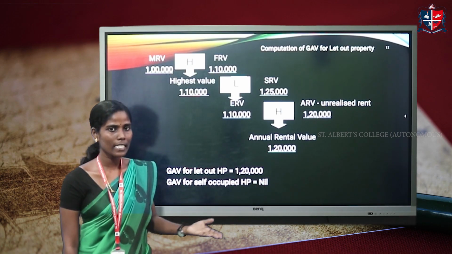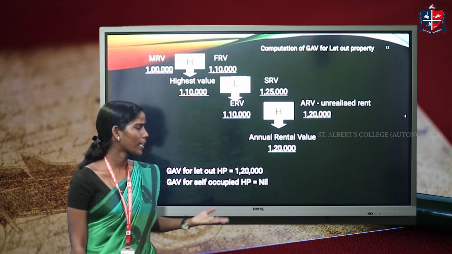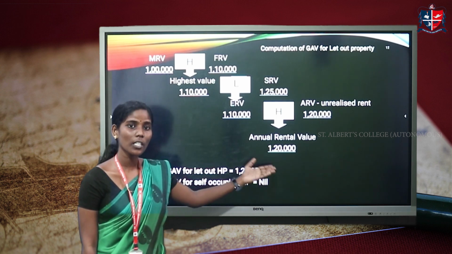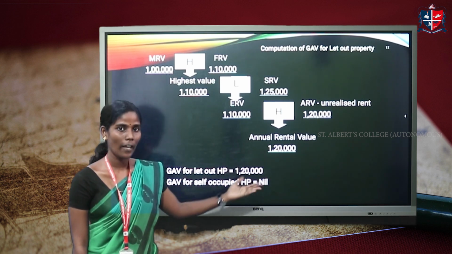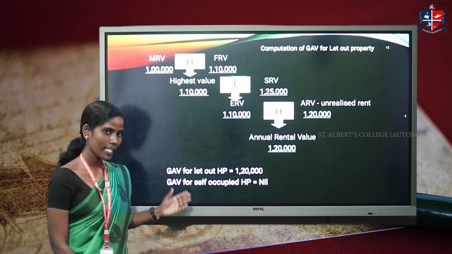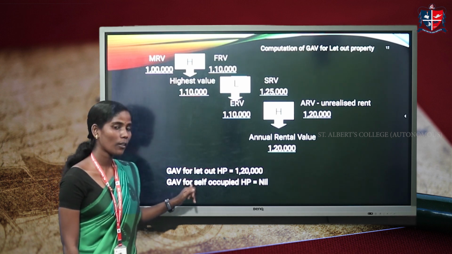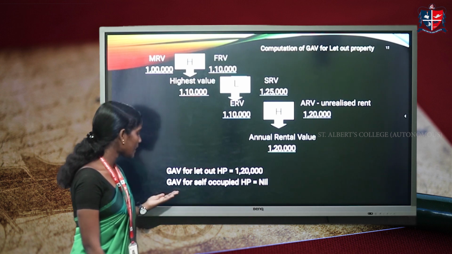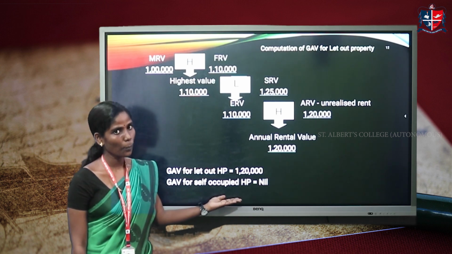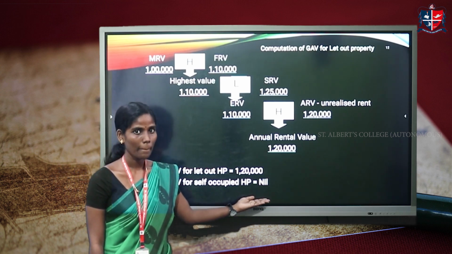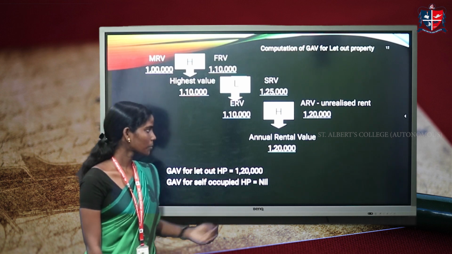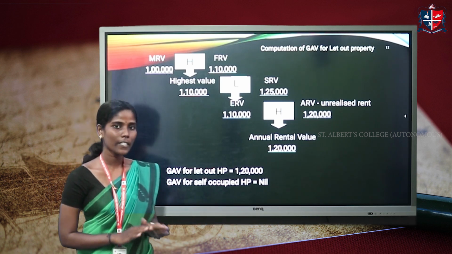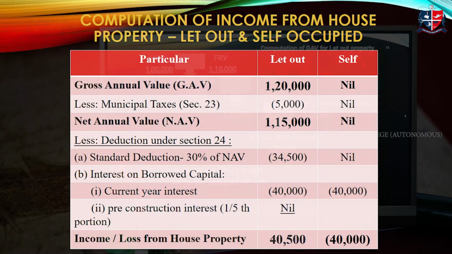Because there is no vacancy period or unrealized rent, we can take the 1,20,000 as the gross annual value. So we can conclude that gross annual value for let out house property is 1,20,000 and GAV for self-occupied house property will be nil. I have already said that. Okay, so the first step is completed.